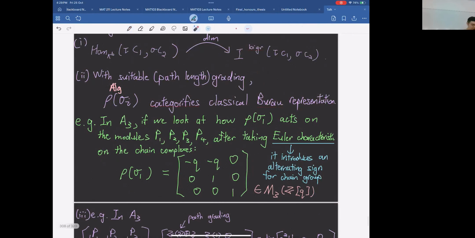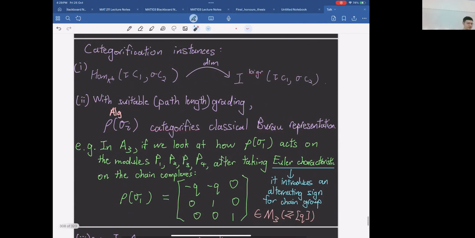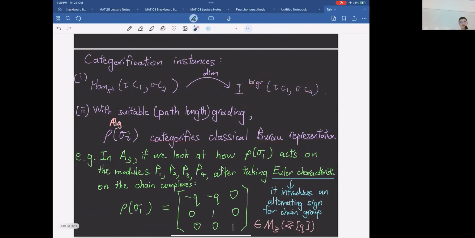But in this case here, we have more structure here. This matrix has a coefficient in Z. Then we have negative now. Previously, it's just positive stuff. Now we can have negative stuff, because this Euler characteristic will introduce an alternating sign, if you remember.